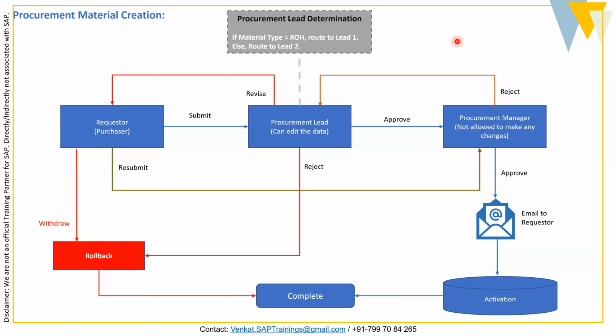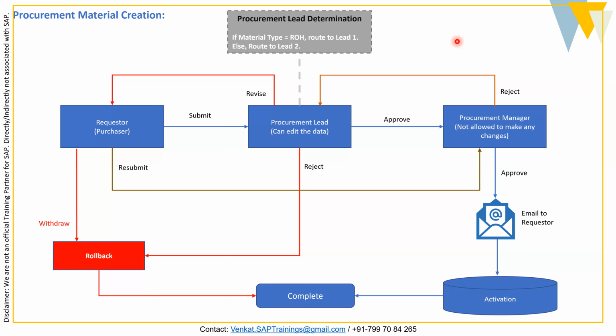If material type is ROH, there are two steps I can see. One is requester and the other one is procurement manager. If it is non-ROH, I can see a 3-step workflow there: requester, procurement lead, and procurement manager. Depending on material type, for material processing, I can give permissions for procurement lead as edit. If it is ROH, it's only display rights for procurement manager.